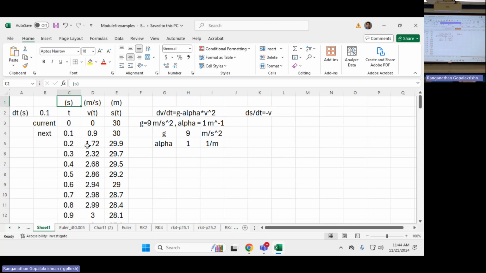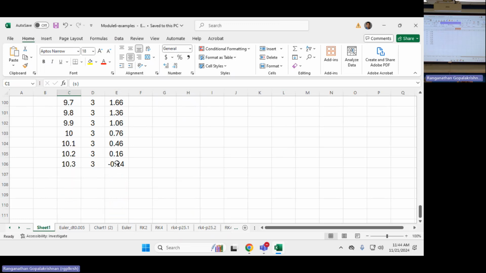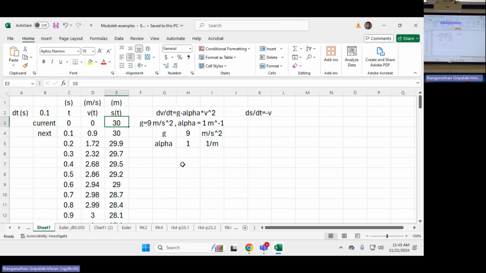Okay, I'll wait. Tell me if you are able to get values for the speed and distance all the way to 0. That is all the way when the height becomes 0, which is when the ball strikes the floor. I'll wait. Tell me if each of you is able to get this. You got the first two rows right. Then all you have to do is drag it down until the value of S flips from positive to negative.